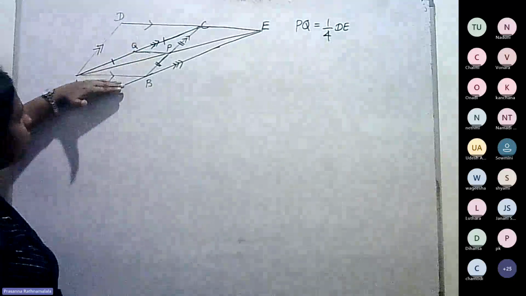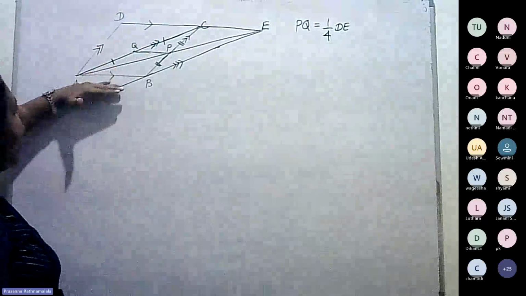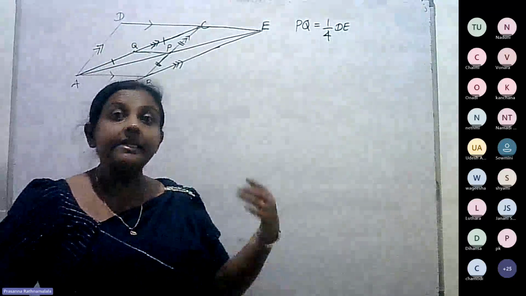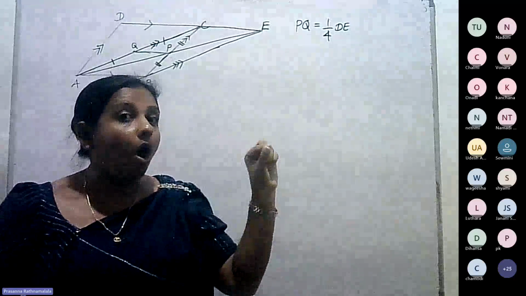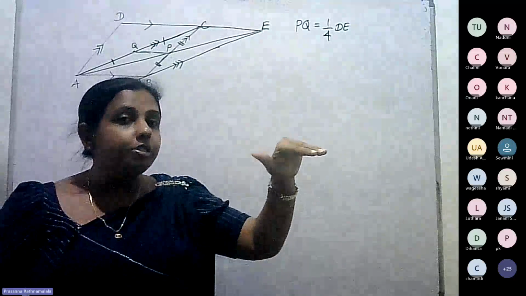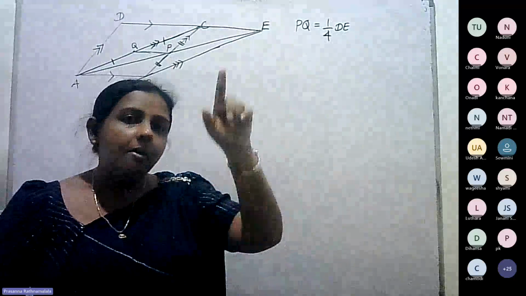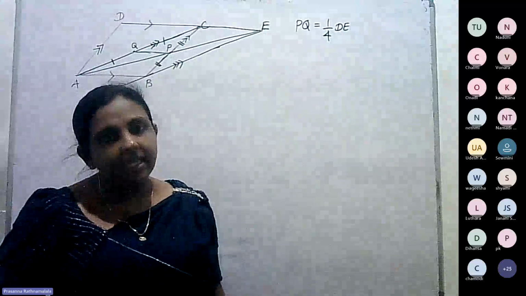PQ is parallel to AB, and PQ equals half of AB. That is the theorem. You know the converse one. What is the converse? The line drawn from the midpoint of one side parallel to another side bisects the third side. That is the converse of that theorem.